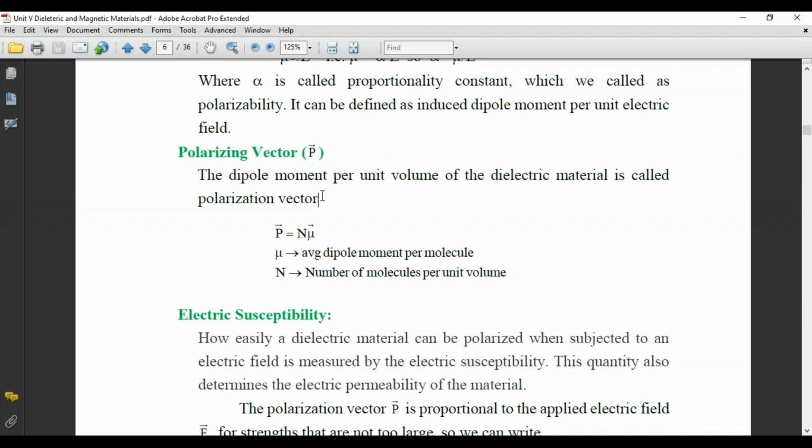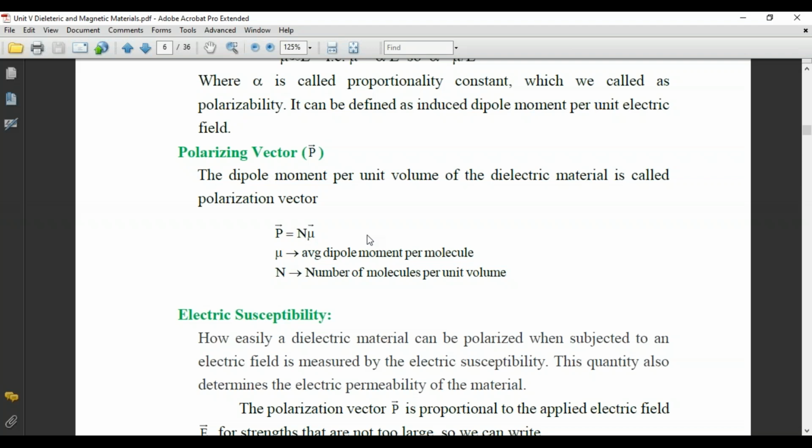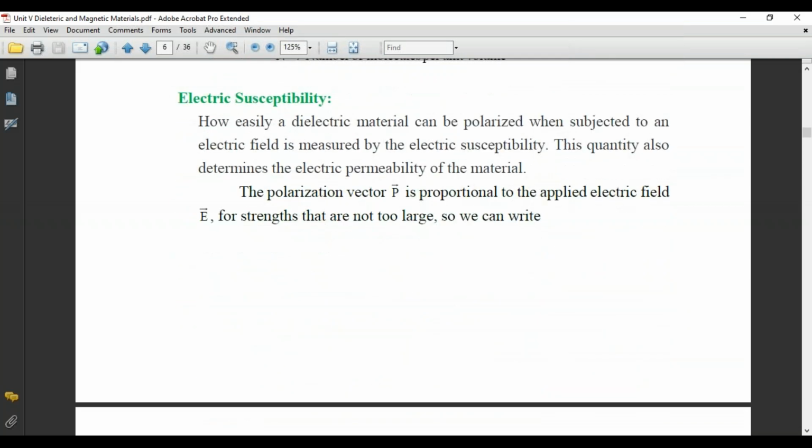Suppose you take n number of atoms, n number of dipoles exist in the material, then you can measure it by using the polarizing vector, that is P equals n mu, where n is the number of molecules per unit volume. So what is electric susceptibility? In the case of electric susceptibility, how easily a dielectric material can be polarized when subjected to an electric field can be measured by using electric susceptibility. This quantity also determines the electric permeability of the material.